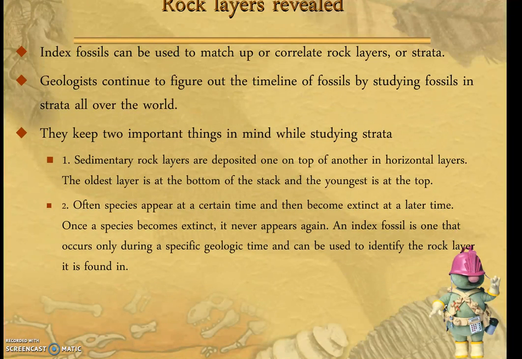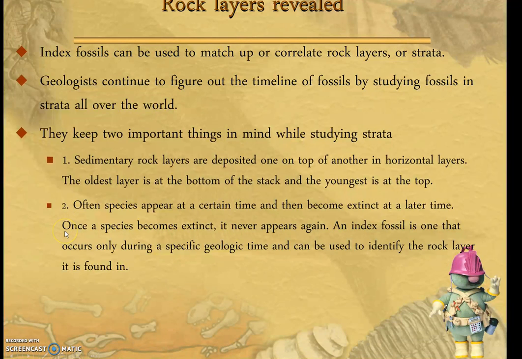So index fossils can be used to match up or correlate rock layers or strata. Geologists can figure out the timeline of fossils by studying fossils and strata all over the world. They keep two important things in mind. Sedimentary rock layers are deposited one on top of another in horizontal layers. The oldest layer is the bottom, and the youngest layer is at the top.